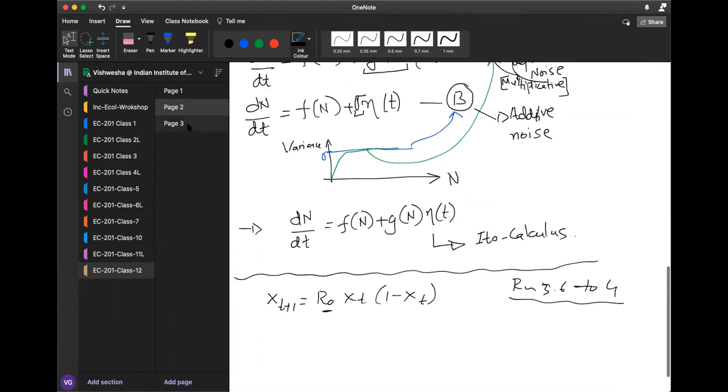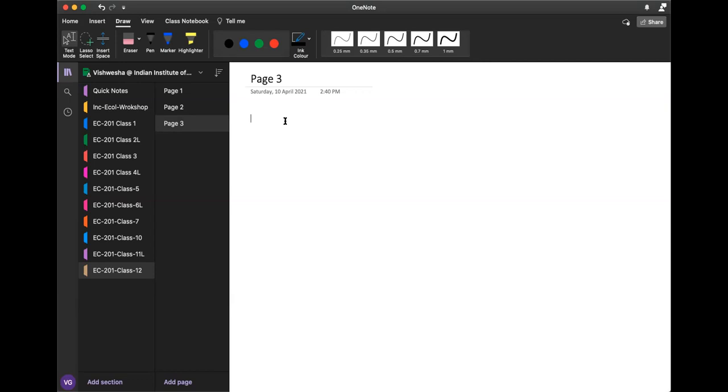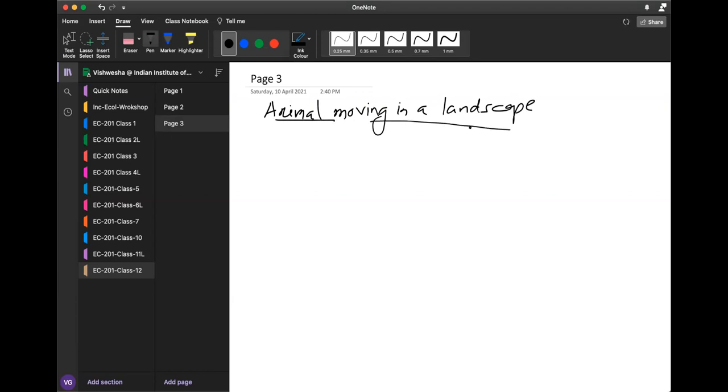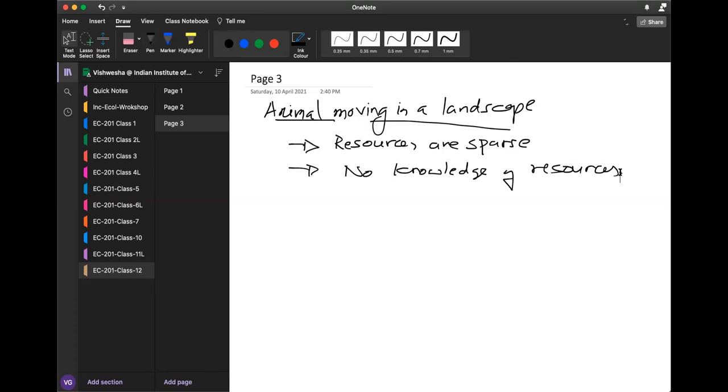Okay, so let me now move on, because we are talking so much about randomness. Let's talk about a phenomenon of an animal moving in a landscape, okay? Let us assume the following conditions. Let us say that the resources are very sparsely distributed. And the animal has no knowledge of resources. Is that fine?